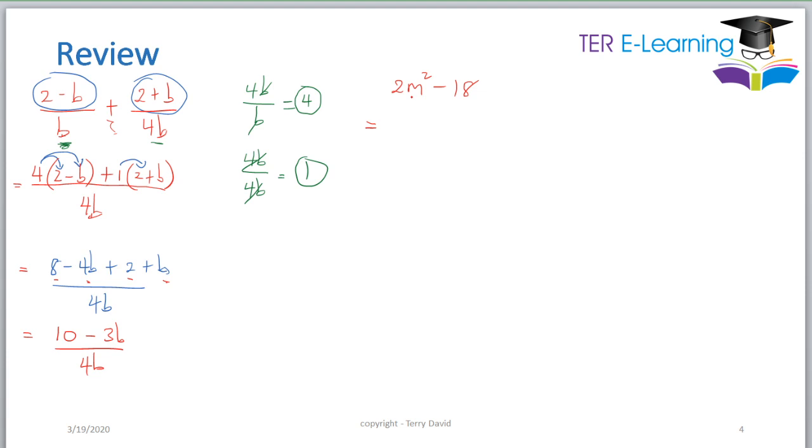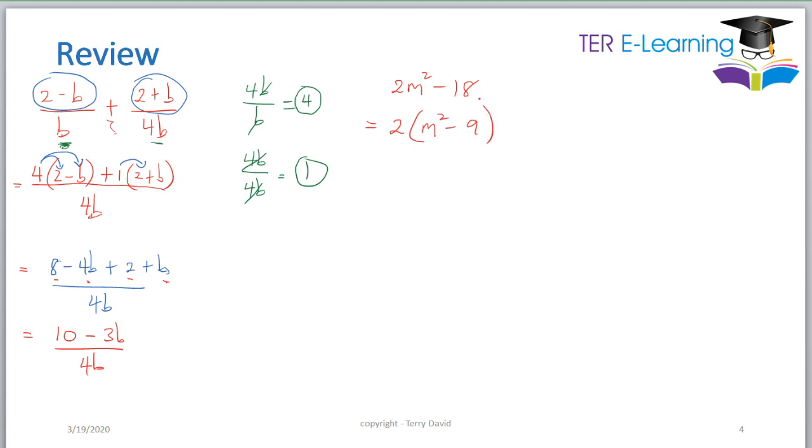Now if we just look at this as it is right now, it is not a difference of two squares, right? Because we have a 2 in front here, we have m squared and we have 18. So it's not a difference of two squares. But we can remove the 2 from both of them. We can factor out the 2. So this could be 2 into (m squared minus 9).